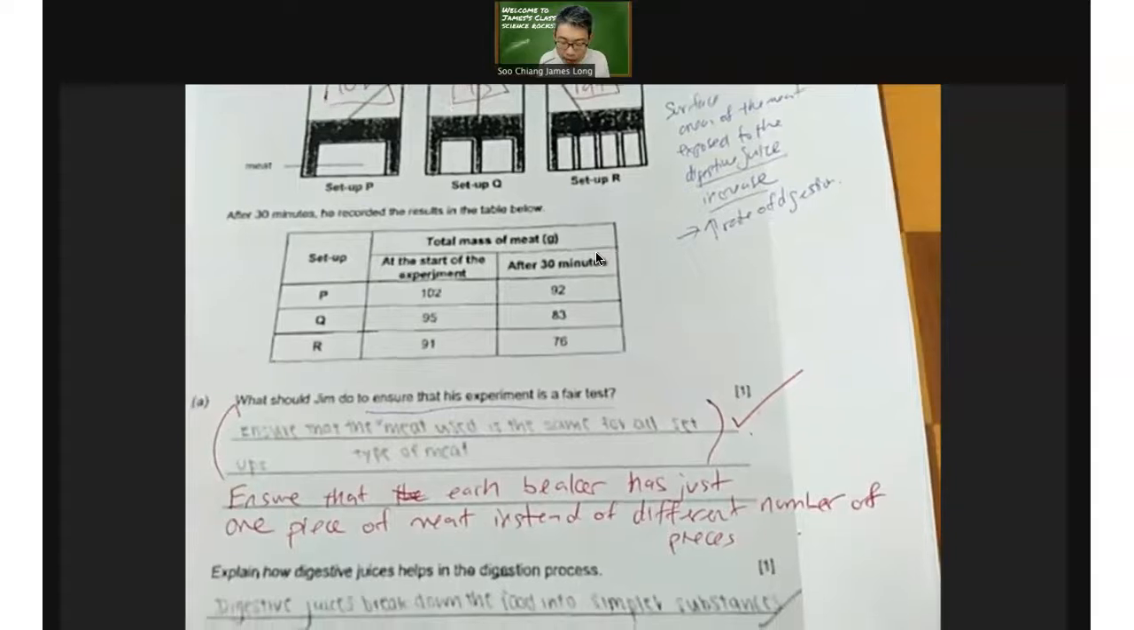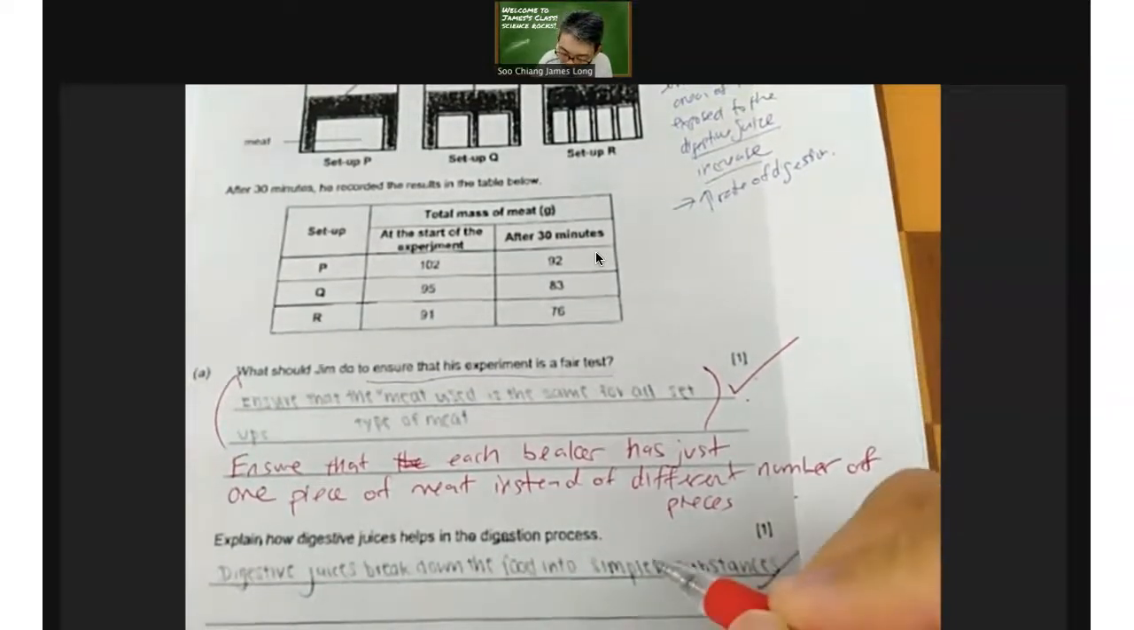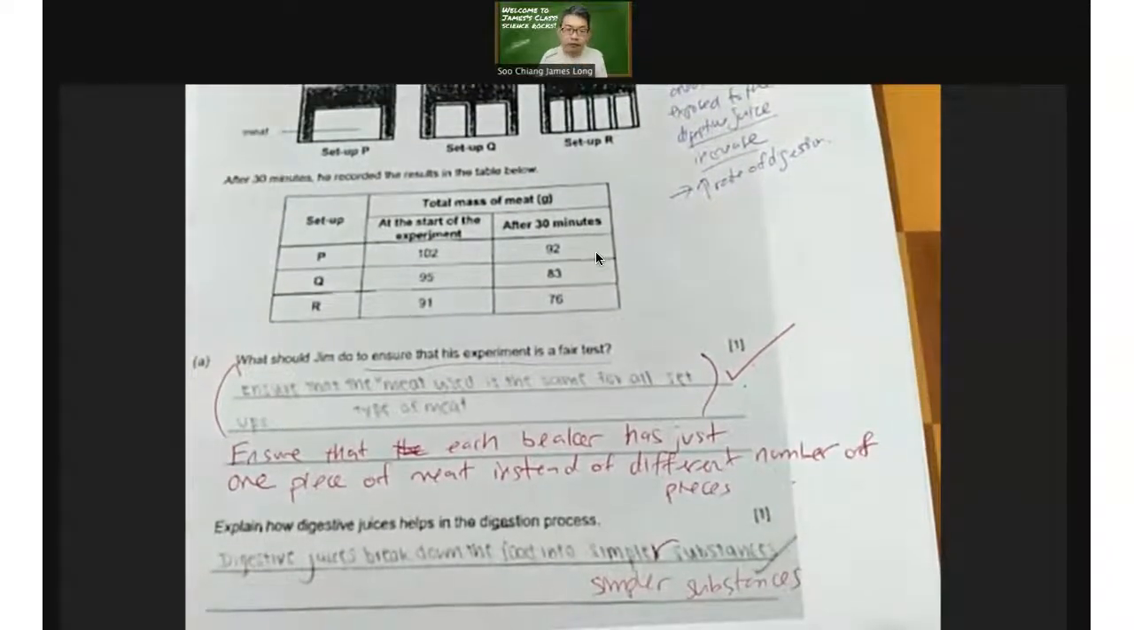So how do digestive juices help in the digestion process? Well, it breaks down food into simpler, very good, not smaller, it's simpler substances. Okay, this is correct.